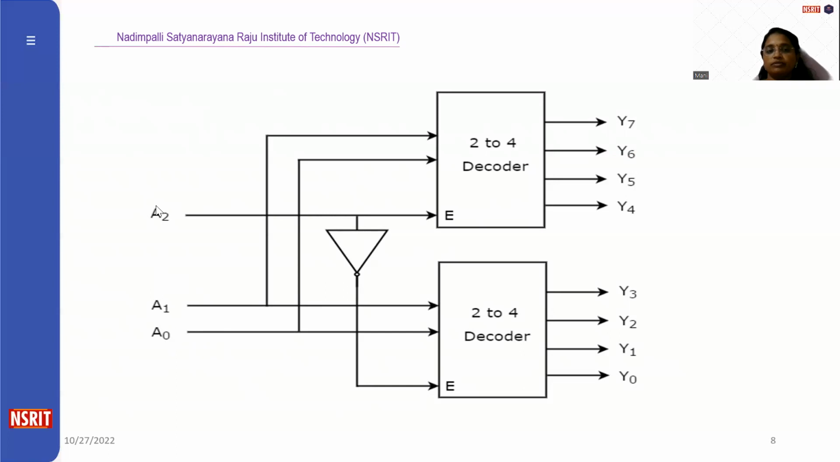So for the 3 inputs A0, A1, A2, the lower two LSBs are directly connected to the two decoders. The third MSB bit should be connected to the upper decoder directly. For the lower decoder, we have to apply this MSB through an inverter.